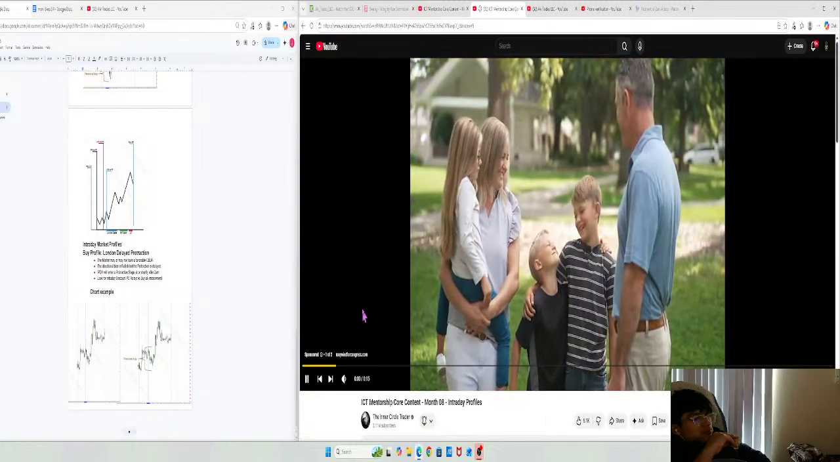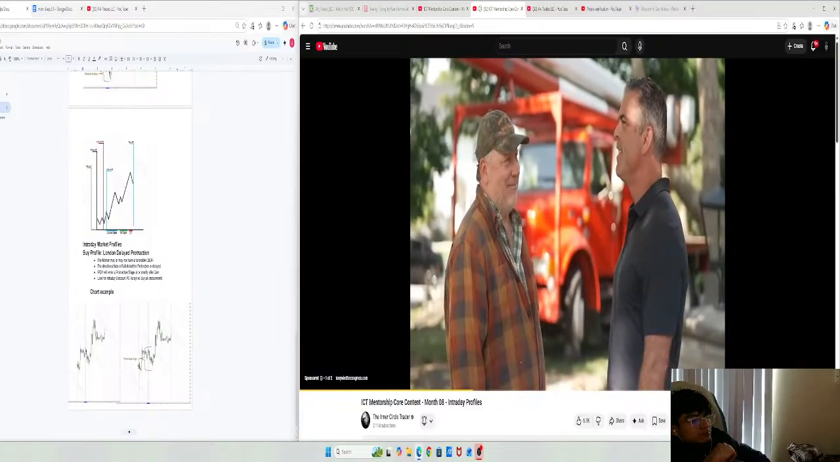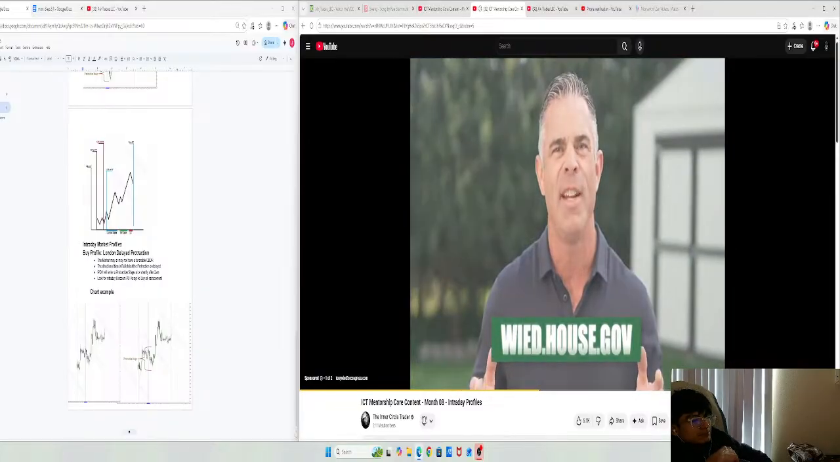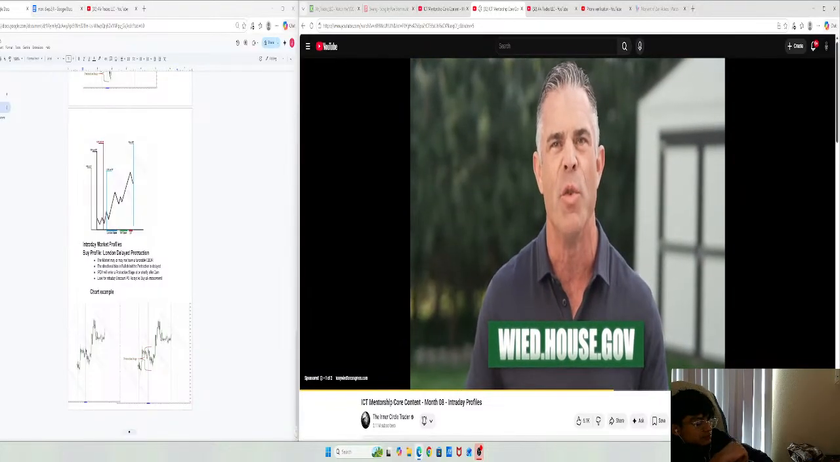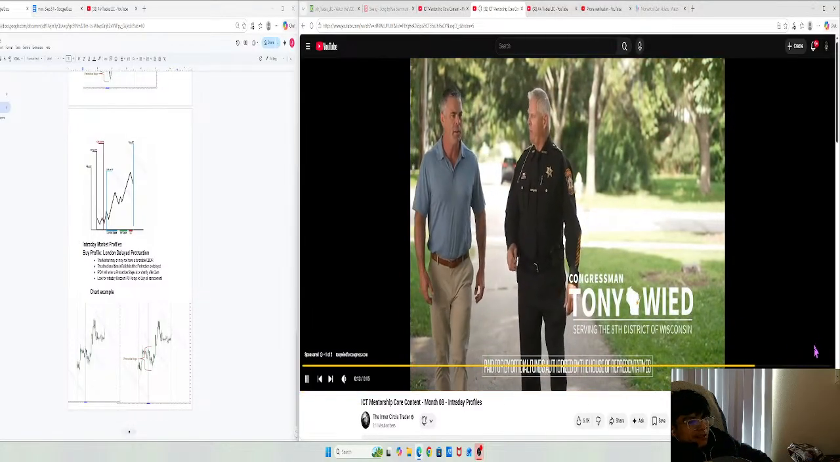More money in your pockets, safer communities here in Wisconsin, and government that works for working people. Check out my website to learn more about what we're doing for you in Washington. Paid for by official funds authorized by the House of Representatives.